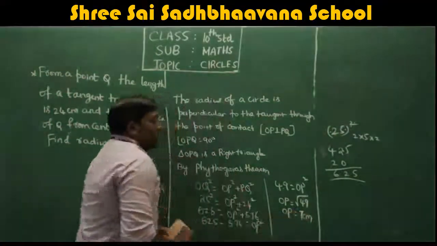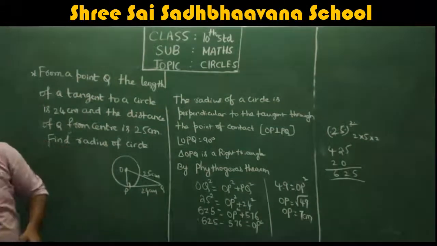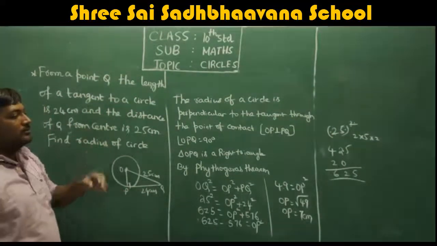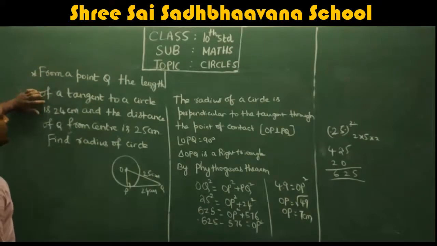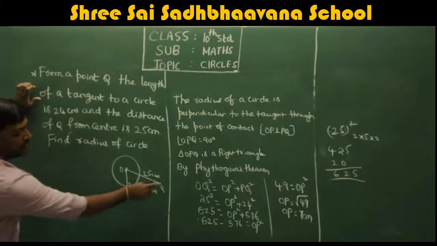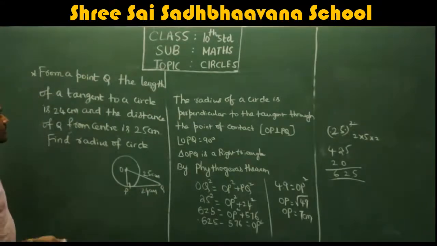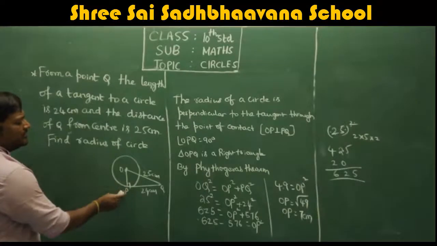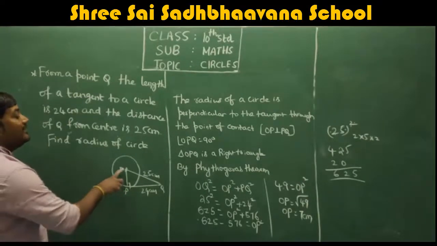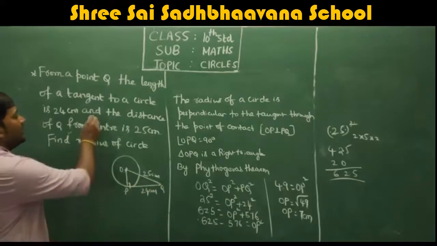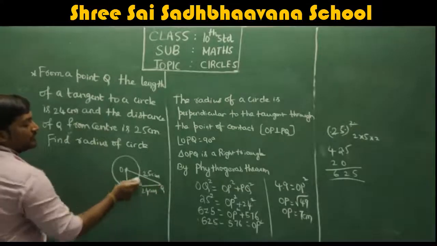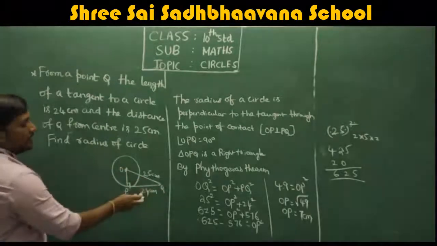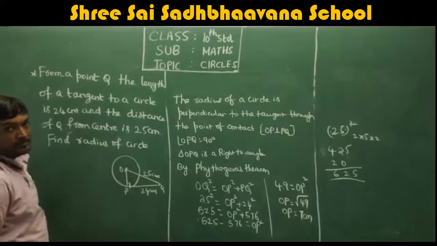That's all. Okay. Compared to the last time, you can easily understand this, not much difficult. I'll just repeat the question and this solution. From a point Q, the length of a tangent to a circle is 24 centimeters. From Q to P they have drawn one tangent, that length is 24 centimeters, and we assume P is the point of contact. The distance of Q from the center is 24 centimeters. OQ is 25, the length of the tangent is 24. They ask you to find OP.